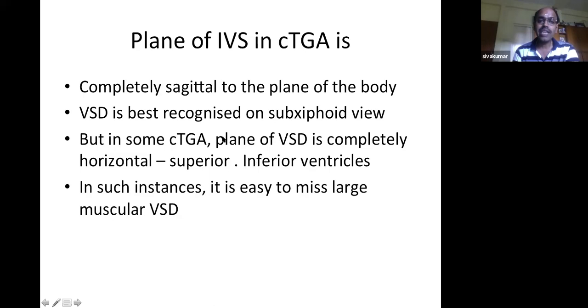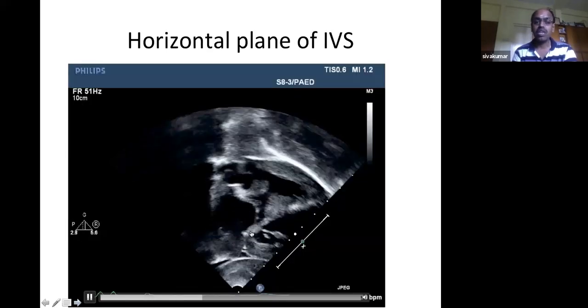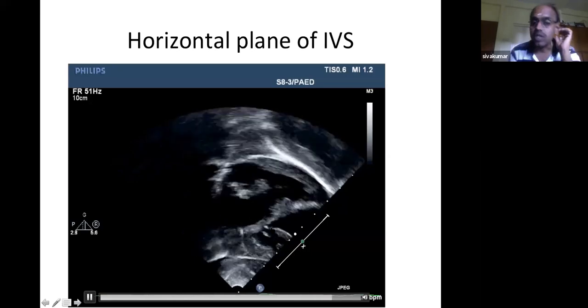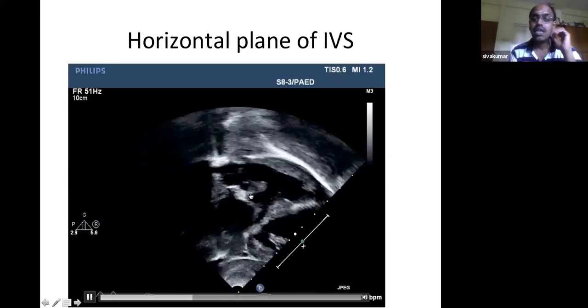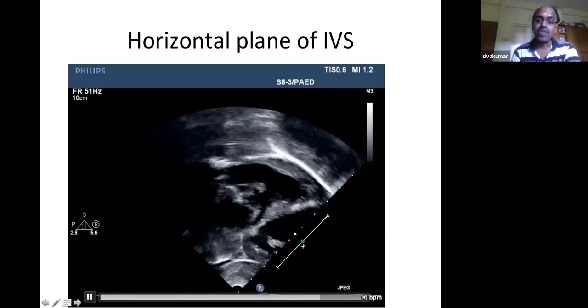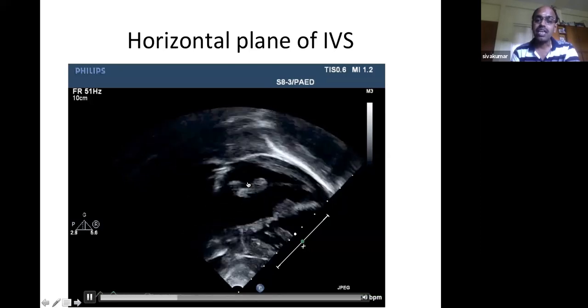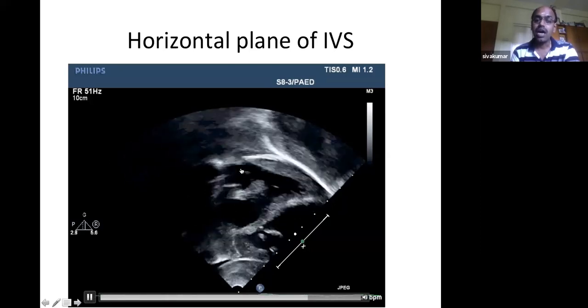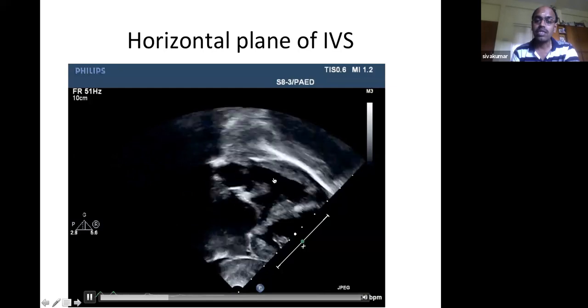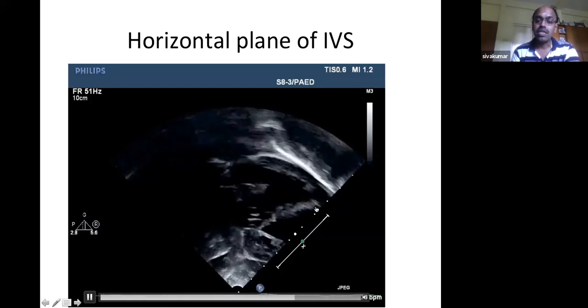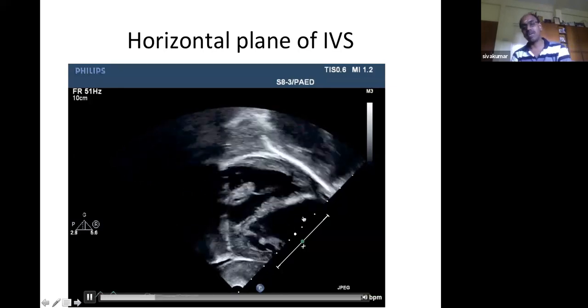More and more challenges will happen when there is a horizontal plane of the VSD, as in superior-inferior ventricles. This is an example of a superior-inferior ventricle. You can note here that the superior ventricle is the right ventricle. This is the aorta, this is the subaortic conus, and this is the right ventricle. The smoother left ventricle is in the diaphragmatic surface.